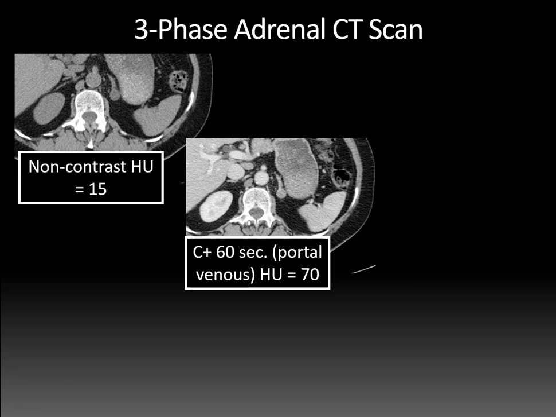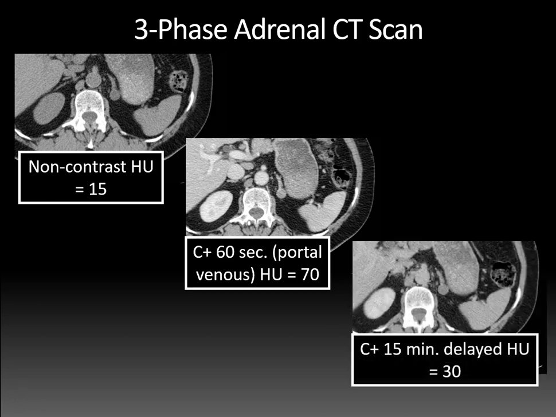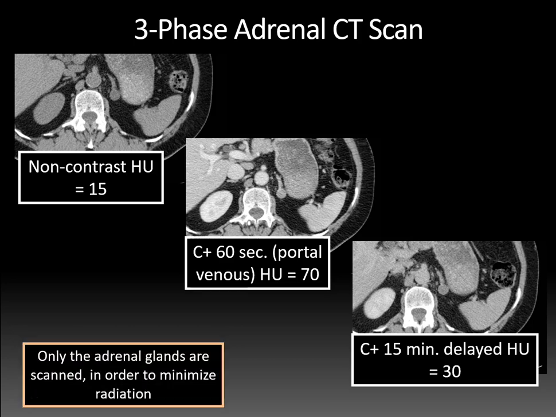You can see the portal veins in the inferior vena cava and aorta are all enhancing. And then we'd image again 15 minutes after the time of contrast injection, giving us a delayed phase of enhancement. And because we're doing a 3-phase scan, we would only image the adrenal glands because we really want to minimize the radiation. There's no reason to image the lower chest.